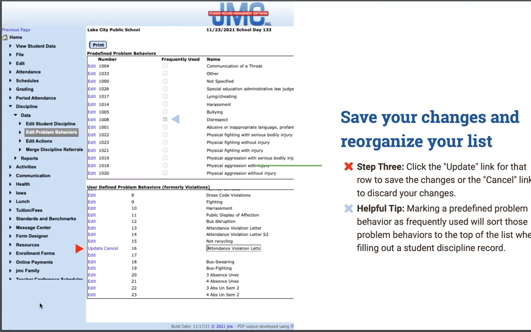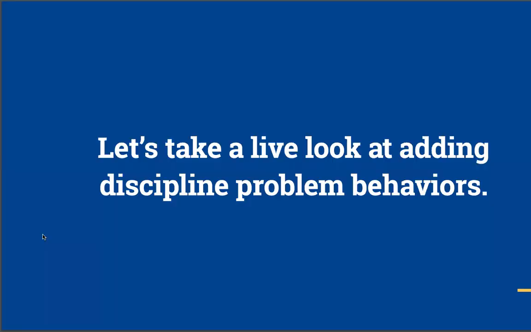And just a little helpful tip here is that in this predefined problem behaviors list, I know we're talking about user defined, but if you mark it as frequently used, that sorts those problem behaviors to the top of the list when filling out a student discipline record. Okay, so let's take a live look at adding those discipline problem behaviors.